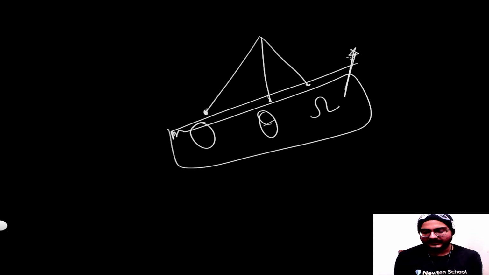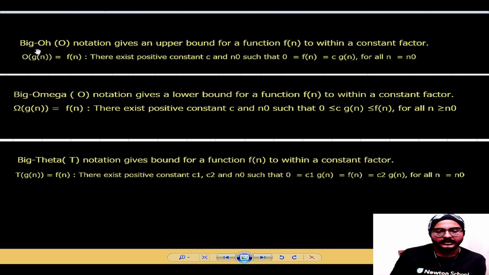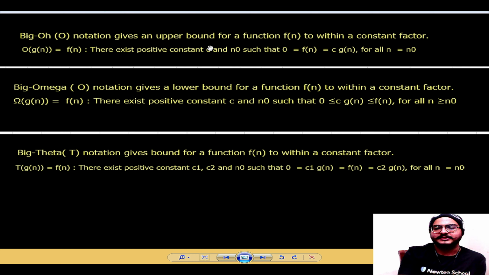I think that things are getting clearer to you now. First of all, we will consider big O notation. Let's understand a very formal definition of that. Big O notation always gives an upper bound of a function f of n to within a constant factor, and this is in particular the mathematical representation of that.